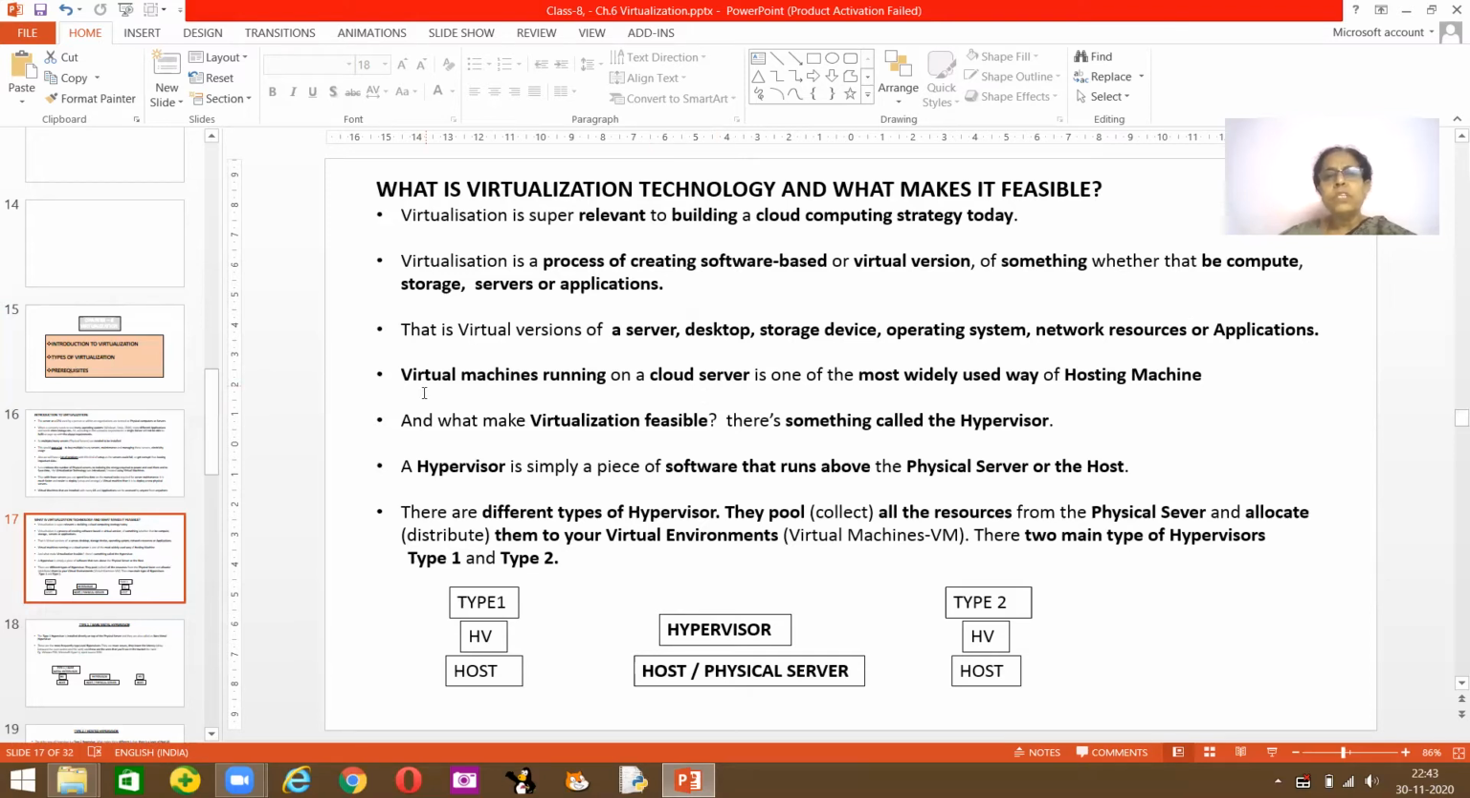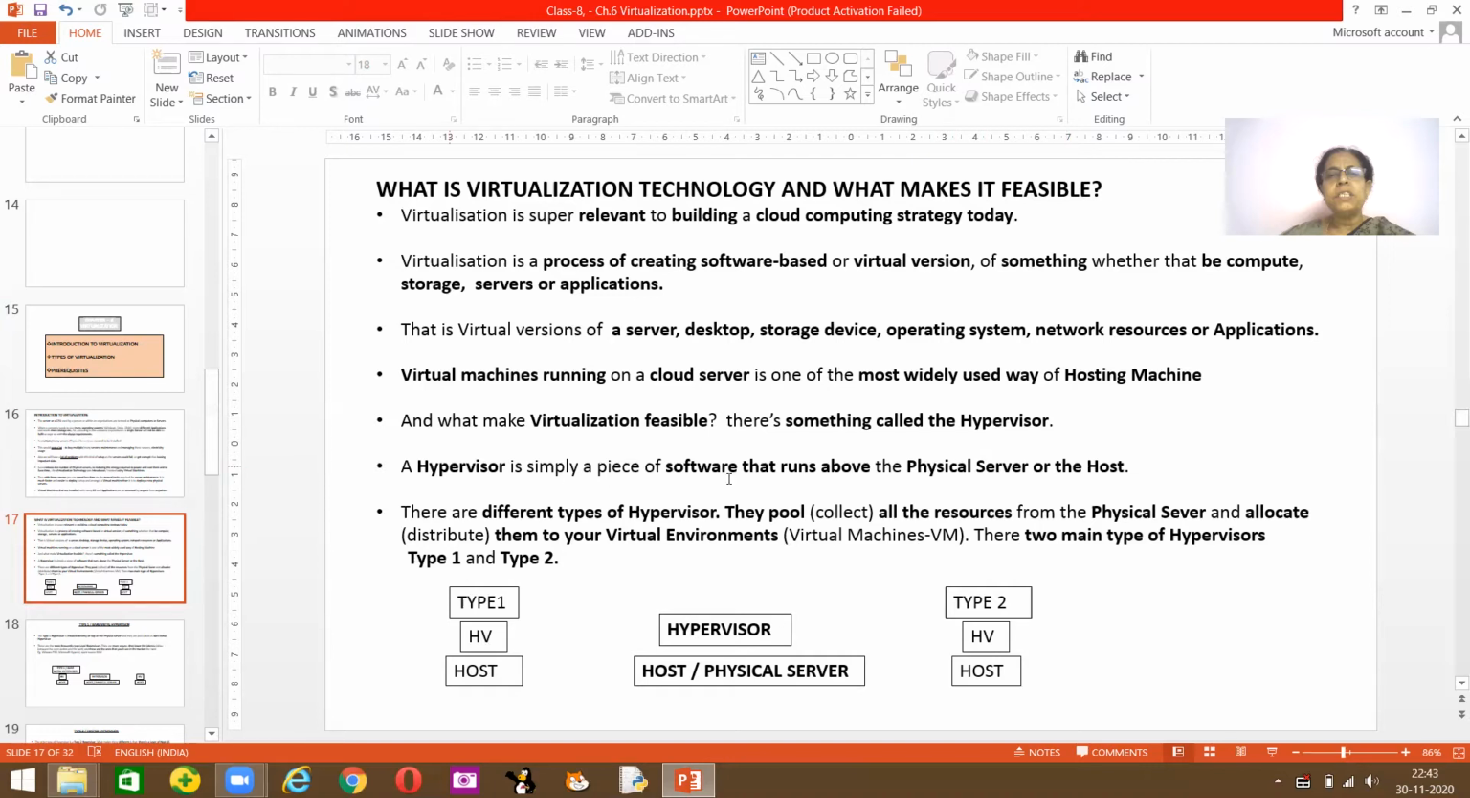Virtual machines running on a cloud server is one of the most widely used ways, and they are called host machines. The machine that is giving us access to this virtual machine is called the host machine. And so virtualization is feasible. Why is it feasible? Because we have something called the hypervisor. This hypervisor helps us to access all the virtual machines.